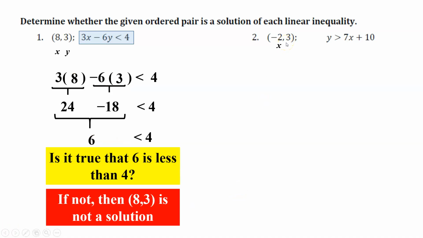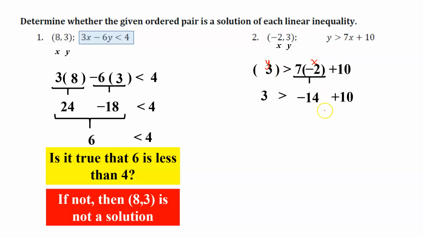Label x and y for our points. Rewrite our inequality, y greater than 7x plus 10. Instead of writing x and y, let's leave them open. Take a moment right now and see where the numbers should go. The numbers should have gone 3 and -2. Let's work out what's 7 times -2. -14. Let's bring down that 3 and greater than symbol, that plus 10.